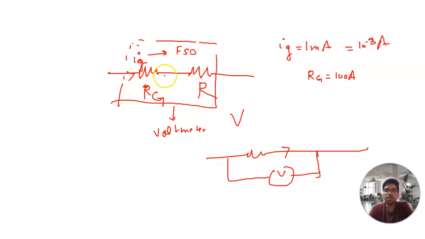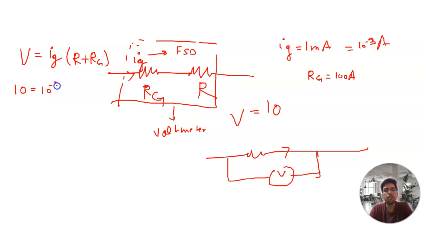Now they are asking what should be the value of R I must add in series with the galvanometer so that it is capable of measuring how much voltage? 10 volt. So simply the formula is V is equal to Ig times (R plus Rg). Clear? So V is given as 10 volt. Ig is 10 to the power minus 3 ampere. Now R is what we want to calculate. Rg is 100 ohm. Clear?